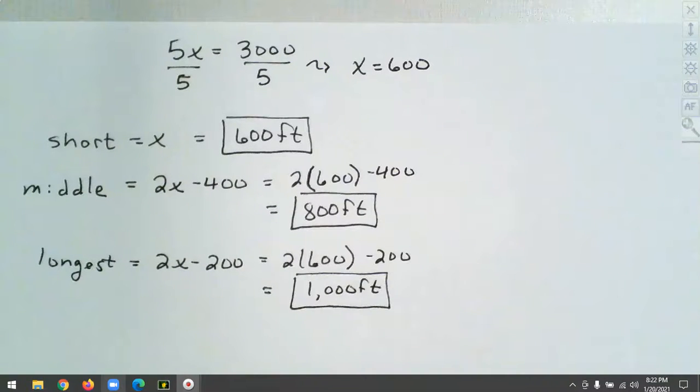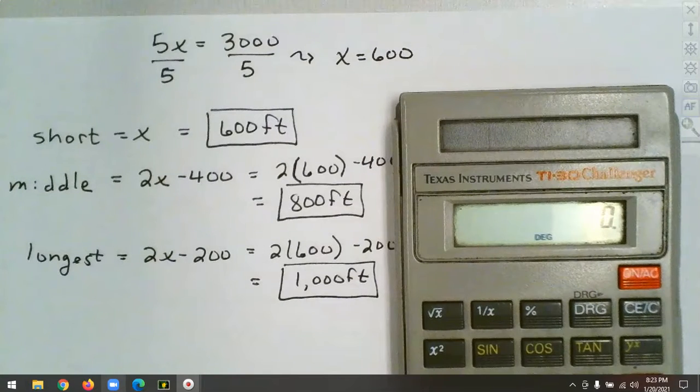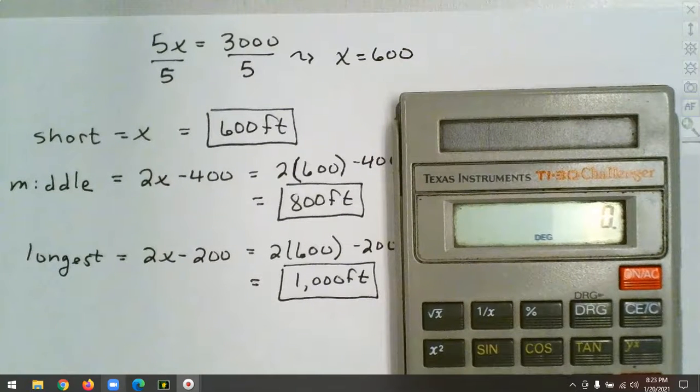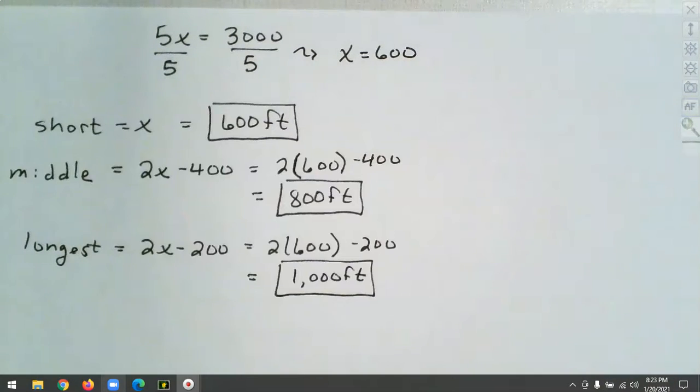Always double check and make sure your answer seems right. But what do we know about the perimeter? Perimeter better be all those sides added up, right? So if we add up all these sides, what should we get? If we add up all these sides, we should get that 2,400. So we've got 600, 800, and 1,000. And that gives you your 2,400 total. Right? So we were able to check it, and we got our answers for that particular question.